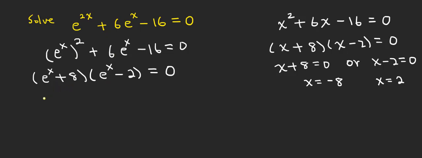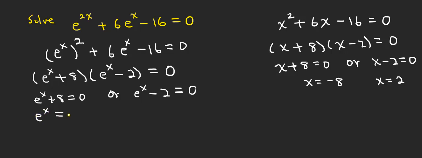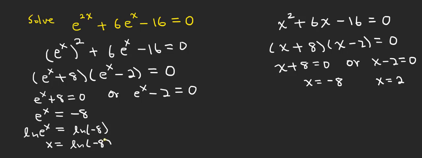So now you're going to get e to the x plus 8 equals 0, or e to the x minus 2 equals 0. So you get e to the x equals negative 8. Now how do you solve for x? Well, you have to take the natural log of both sides. So you end up getting x equals natural log of negative 8. But wait, you're not supposed to have a negative number inside natural log. It has to be positive. So this does not exist. If you plug that into your calculator, it's going to give you an error. So this doesn't exist. It's not a real number.